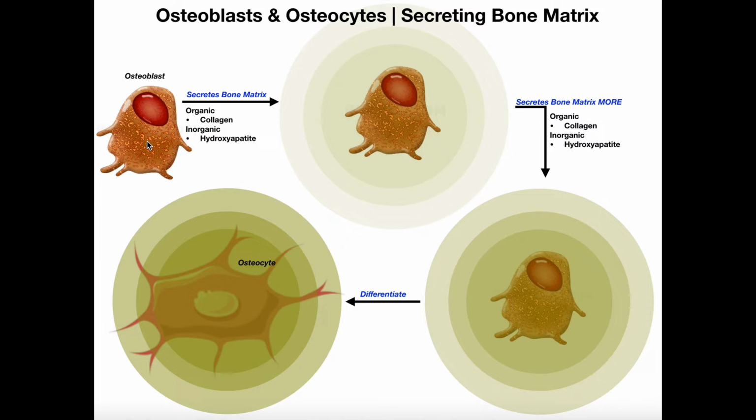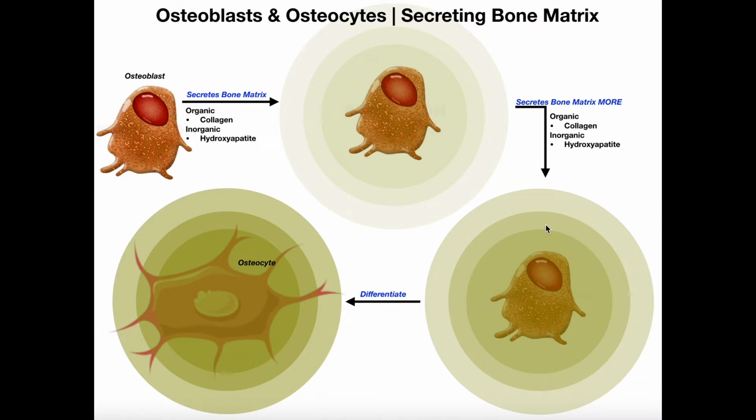Now, when these osteoblasts are forming more bone matrix, when they're initially forming it, they're going to start secreting it around themselves. And I sort of put this in these light layers right here. You can see that they progressively grow darker, and that's because there's not a whole lot of matrix around it at first. But that osteoblast is going to continue secreting more bone matrix. So more organic collagen, more inorganic hydroxyapatite. And it's going to continue secreting more and more bone matrix.